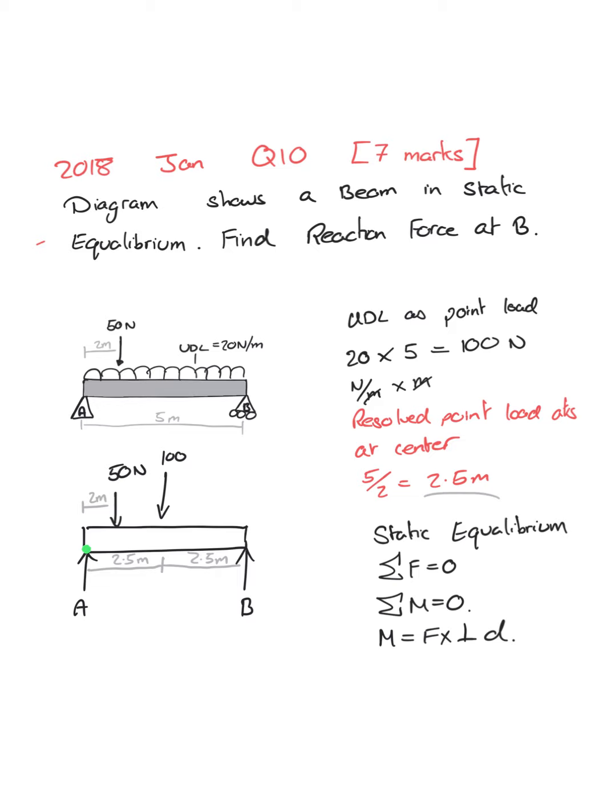If I'm fixed at A, this 50 newtons would push me clockwise. If I'm only looking at this 100, and that should be 100 newtons, I forgot to add in my unit. If I'm fixed here, that force is pushing me down, so it's going to push me clockwise. The force at B, however, is going to push me counterclockwise.